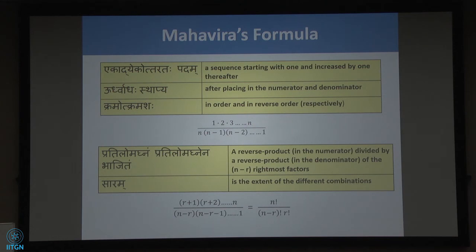Pratilomagnam pratilomagnena bhajitam. Take the reverse product of the n minus r factors from the right, which leads in the numerator to r plus 1 times r plus 2, etc. to n. And in the denominator, if you take the last n minus r, it goes from n minus r, n minus r minus 1, and so on, multiplied up to 1. And you can see the numerator here is basically n factorial over r factorial, and the denominator is n minus r factorial, which is your well-known formula. And that is the Sara.